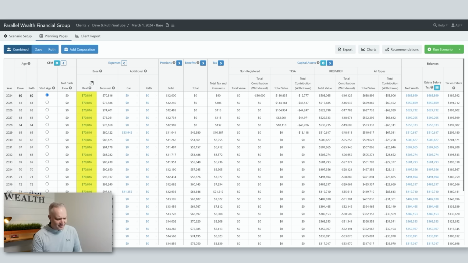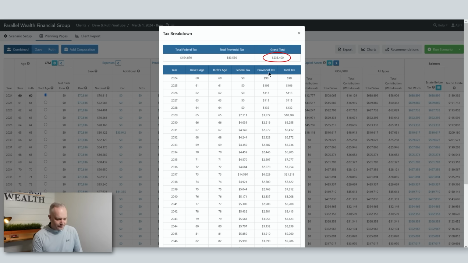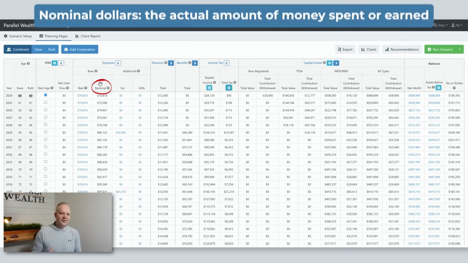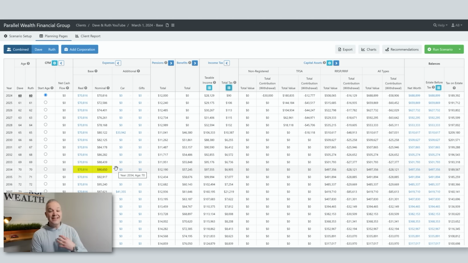So again, $70,816. One of the issues here is that if I go to total tax and click on this, you can see their total tax bill is about $238,000. The $70,816 is after tax, adjusted for inflation. Beside it is the nominal dollar, which is the dollar amount you will actually have in your pocket that year. If we fast forward 10 years to 2034, they'll have $90,650 in their pocket for spending, which is equivalent to $70,816 in today's dollars.